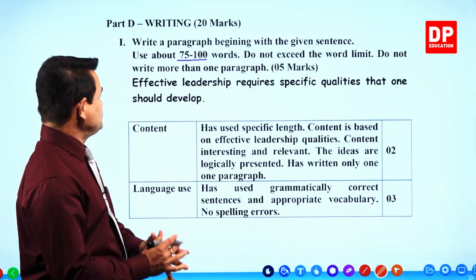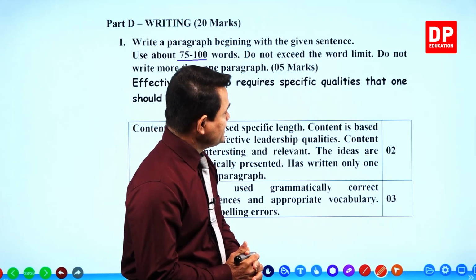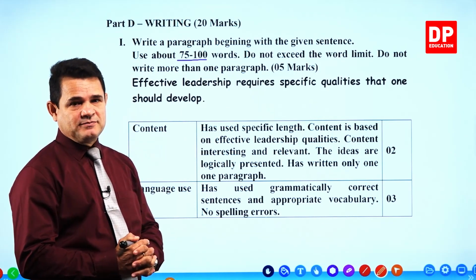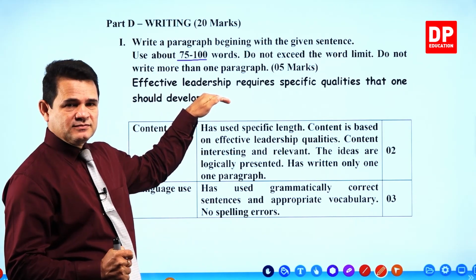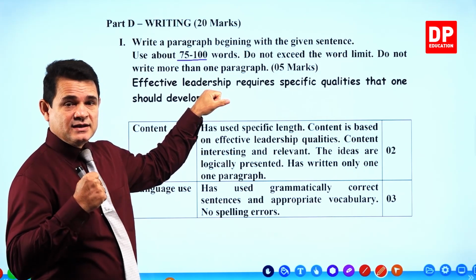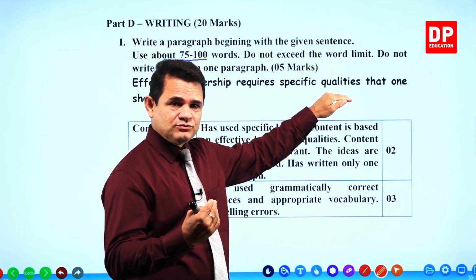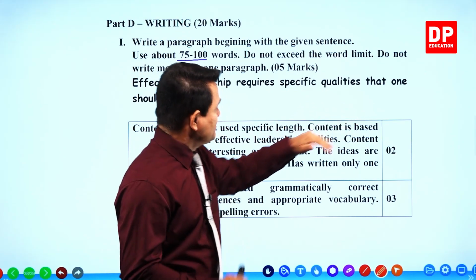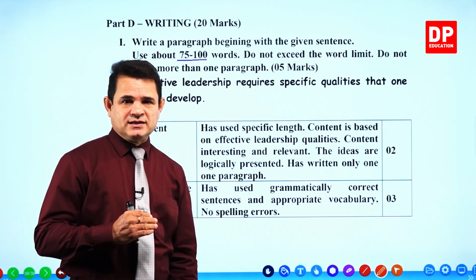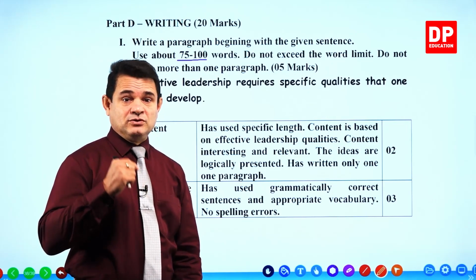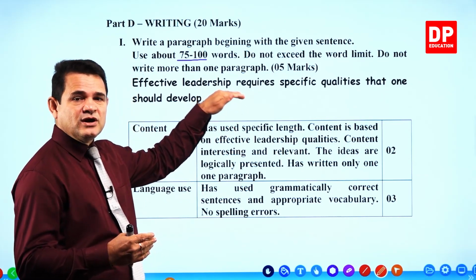So what is the sentence given to us? Effective leadership requires specific qualities that one should develop. So effective leadership, efficient leadership is needed, requires specific qualities, distinctive qualities that one should develop. There are qualities that a person should develop for leadership, the qualities a good leader should have. So starting with that, you have to write a paragraph.